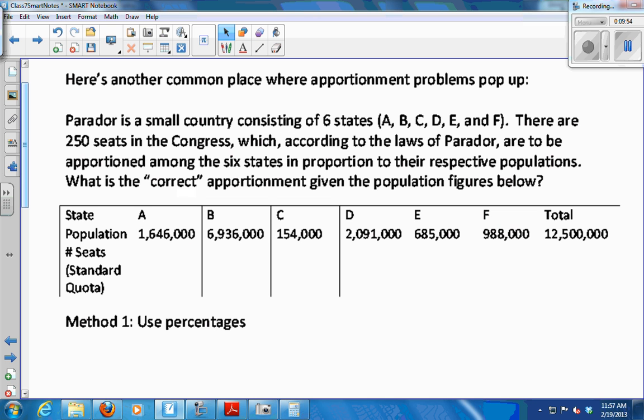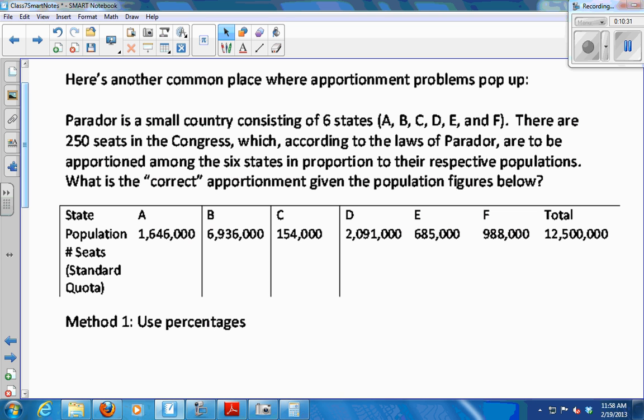Right. So another common place where apportionment pops up has to do with apportioning seats in a Congress, a representative government. So we have this fake small country, Parador. It has 6 states, A, B, C, D, E, and F. There are 250 seats in the Congress, which, according to the laws of Parador, are apportioned in proportion to their respective populations. Okay, so if you have more people, you should get more representation. And if you have twice as many people as another state, you should get double the representation.